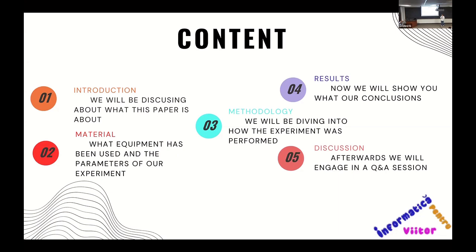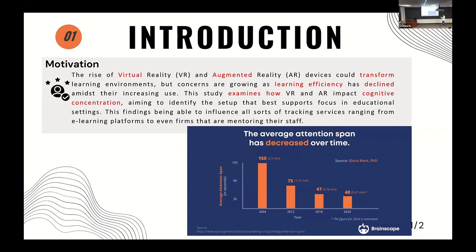So, the idea of this presentation is how we can blend virtual and augmented reality in educational materials and find the most efficient way to do that. The motivation, firstly, is that since 2004, the concentration has fallen drastically, by 1/5 of what it was, in 2024.